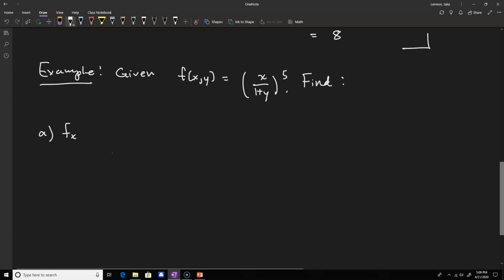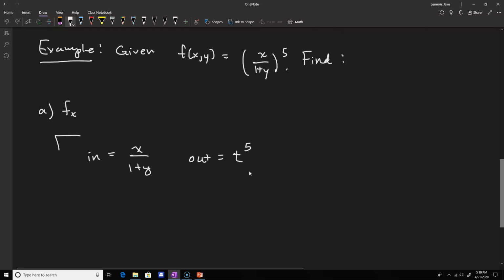So when we're doing the partial derivative with respect to x, let's write down our inside function. Our inside function is what's inside the parentheses, x over 1 plus y. And our outside function is just t to the 5th power. So we, again, remember, include another variable as a placeholder. And then we just take the derivatives as normal. So the outside prime, thinking of t as just a regular variable, would be 5t to the 4th. That's nothing too tricky there.